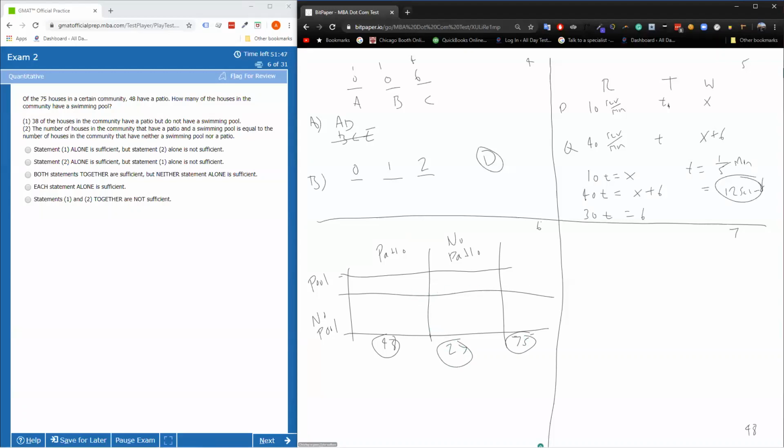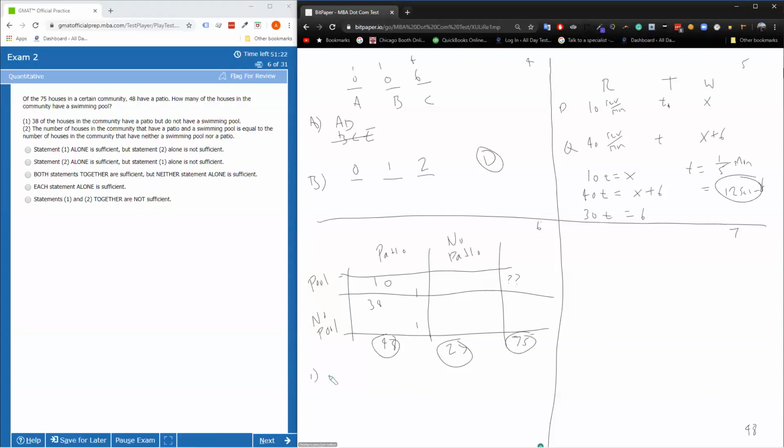How many have a pool? So we're looking for that box there. 38 of the houses have a patio, but no swimming pool. Patio, no pool, so that's here. I'll put a little 1 here. This guy here is 10. Still not enough to get that guy. The number of houses in the community that have a patio and a swimming pool.